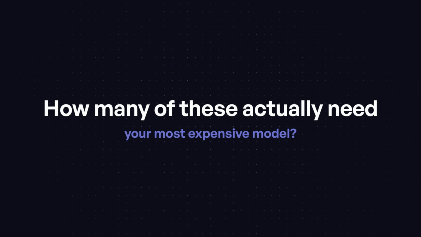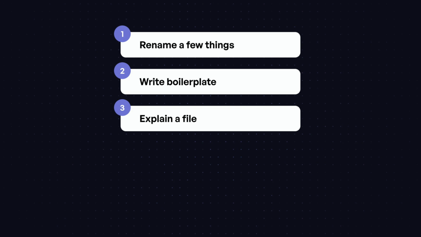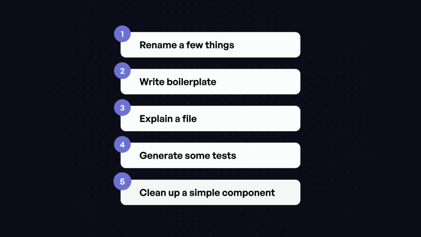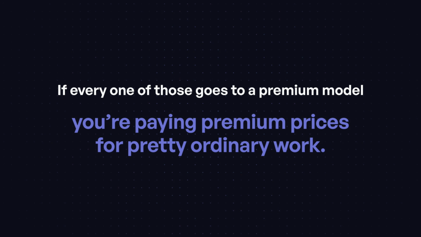I'm still using Claude Code. Or am I? Because think about how many things you could ask a coding agent to do that you probably don't need Opus 5 for. Rename a few things, write boilerplate, explain a file. These are all very simple tasks. If one of those requests goes to a premium model, you're paying premium prices for pretty ordinary work that a free model could ultimately do.